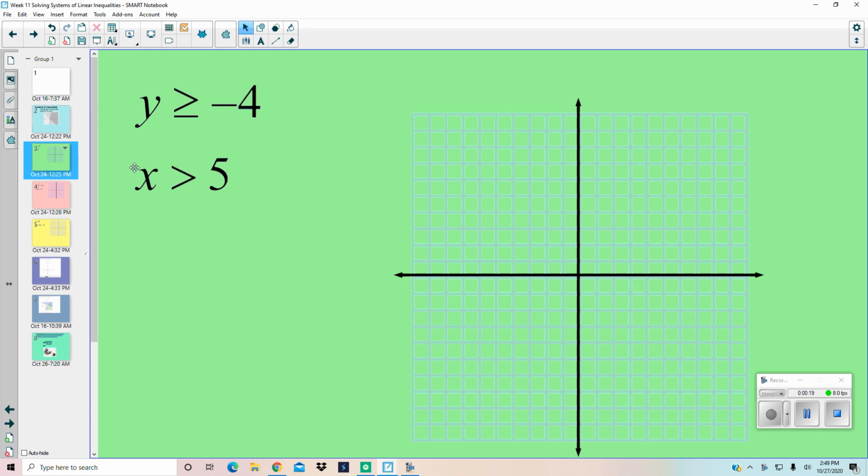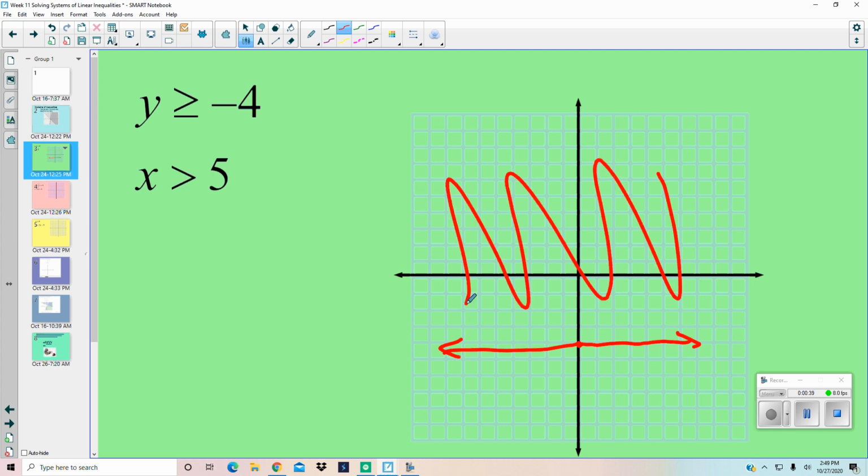So if I have, say, just a horizontal and a vertical line, so y greater than or equal to -4 means I go to -4 on the y-axis. This is going to be a solid line. Ooh, that's not good. Greater than or equal to is going to be above it.